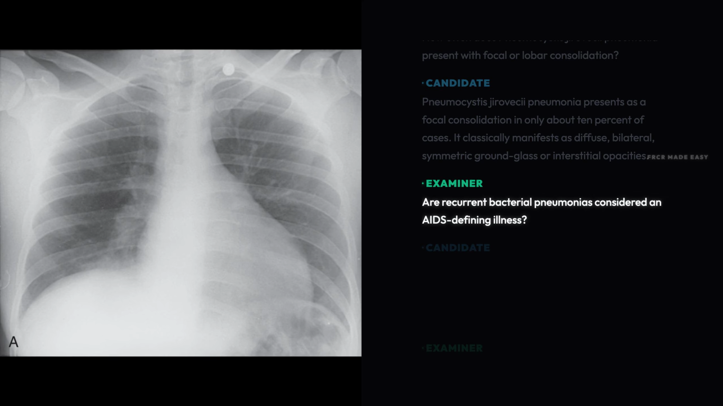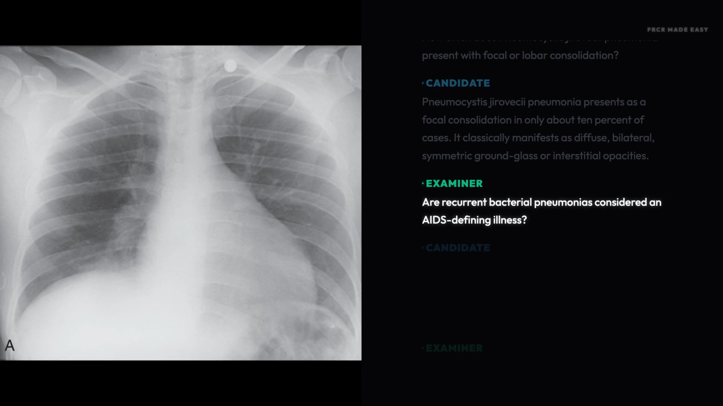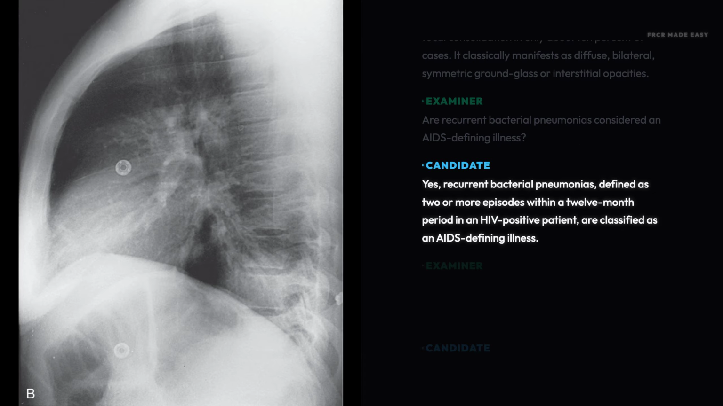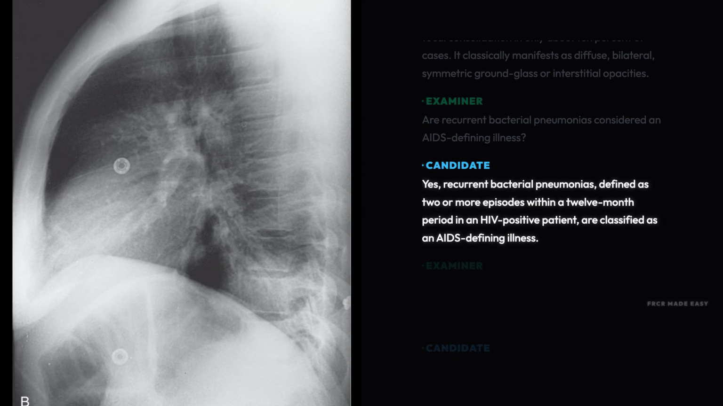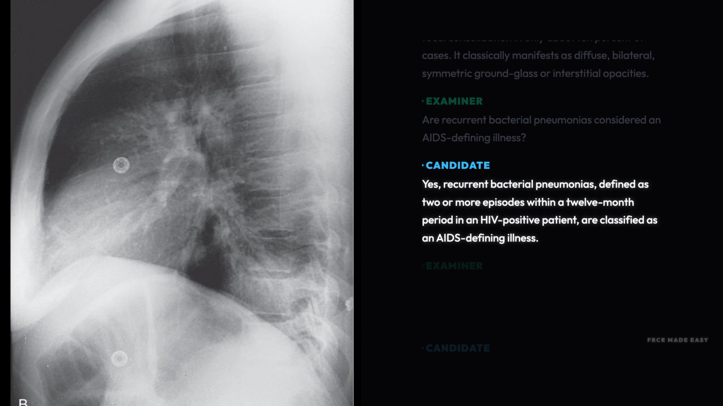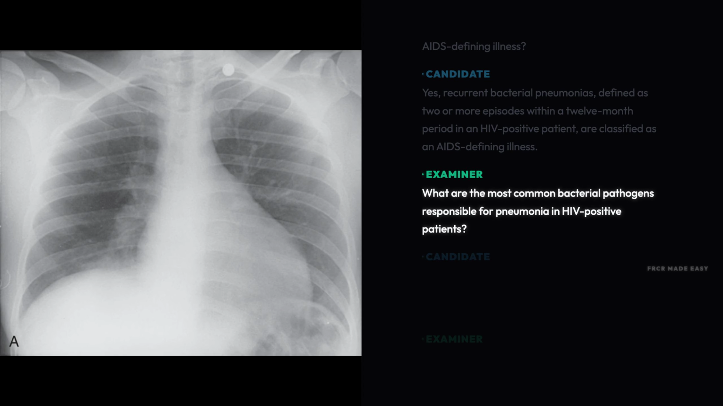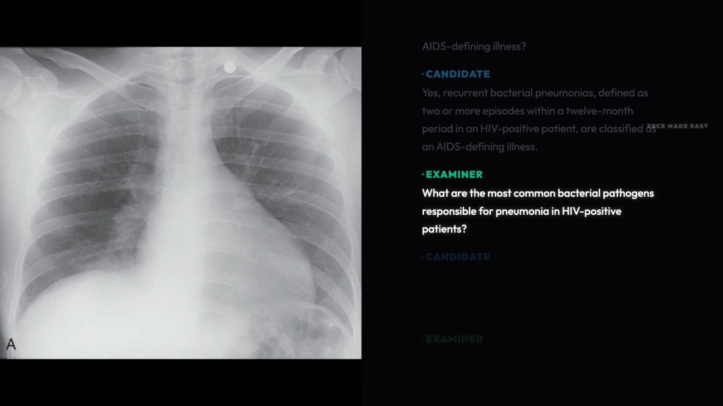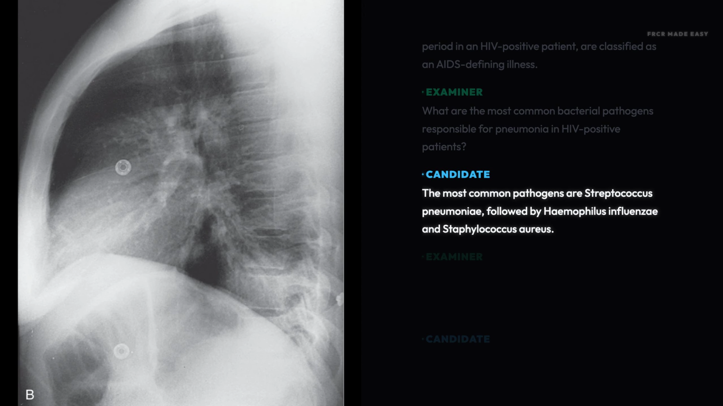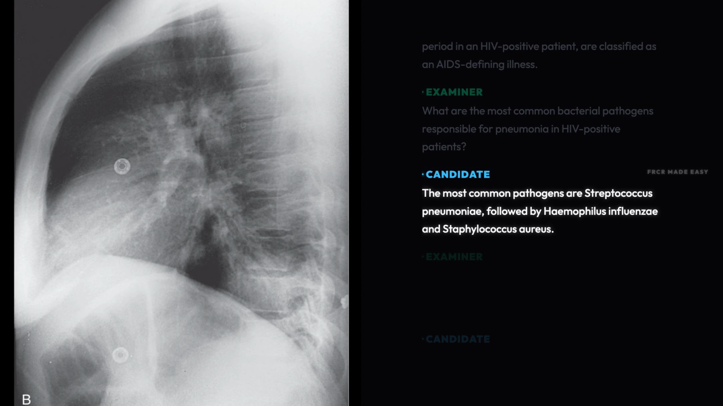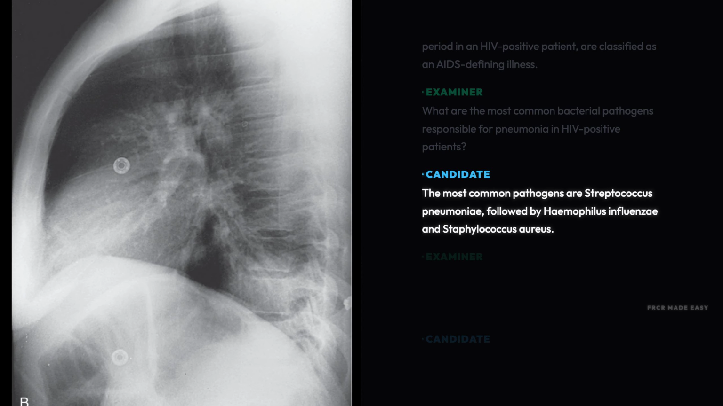Are recurrent bacterial pneumonias considered an AIDS-defining illness? Yes, recurrent bacterial pneumonias, defined as two or more episodes within a 12-month period in an HIV-positive patient, are classified as an AIDS-defining illness. What are the most common bacterial pathogens responsible for pneumonia in HIV-positive patients? The most common pathogens are Streptococcus pneumoniae, followed by Haemophilus influenzae and Staphylococcus aureus.